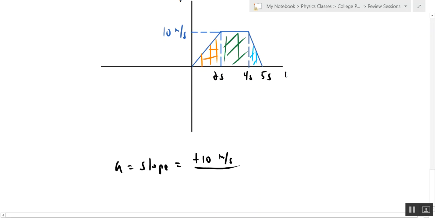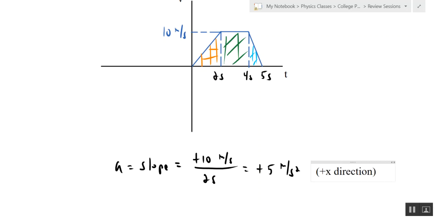And then what's the run from 0 to 2? Almost. I mean, just 2, right? 2 seconds is the run? Yes. Okay, so it's plus 5 meters per second squared. This is also in the positive x direction. All right, so it's just the slope.